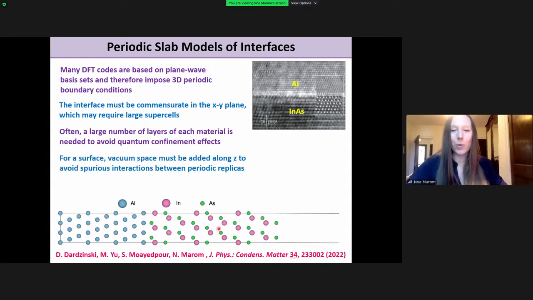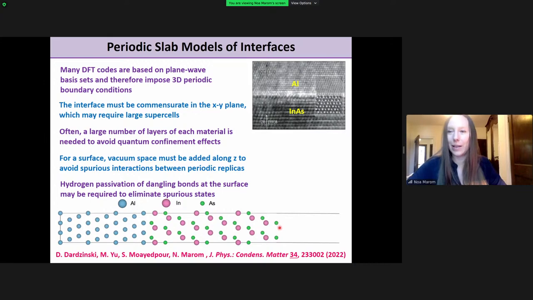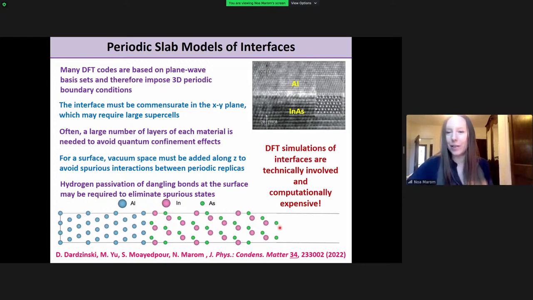And then if we want to simulate a surface, then we have to add vacuum space to our model in order to avoid interactions between periodic replicas in the z direction, which makes it larger still. And then finally, if we want to eliminate spurious states from dangling bonds, we also need to passivate the surface with pseudohydrogens. So that means that simulations of interfaces can be technically involved and computationally expensive just because the interface model ends up being very large.